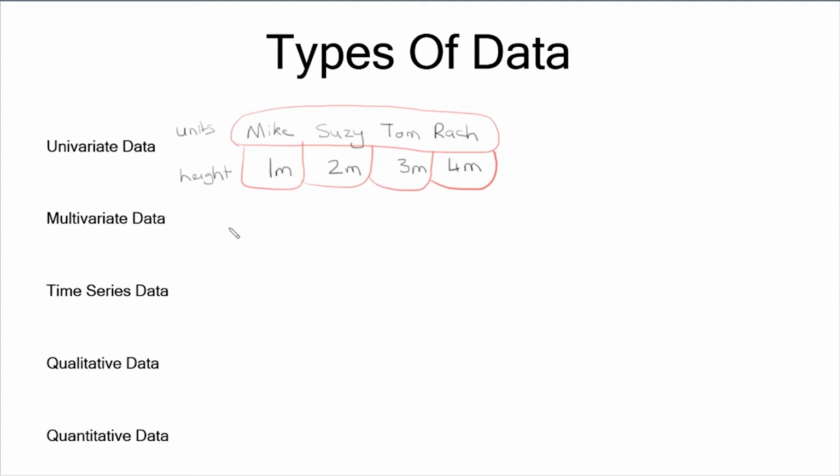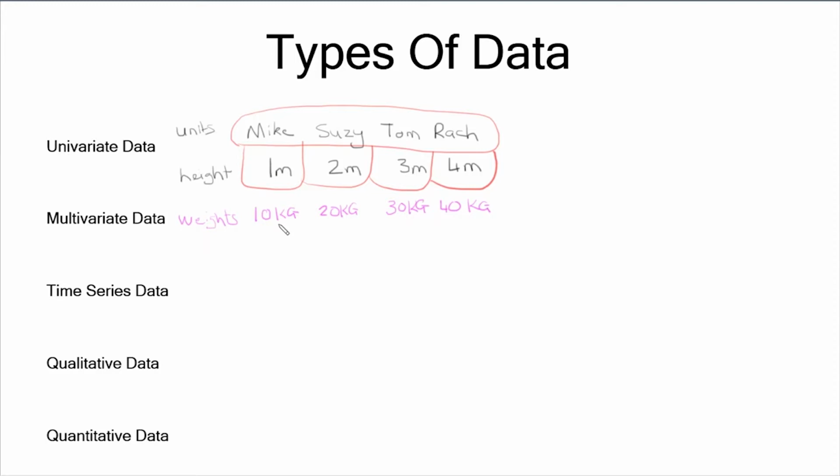Let's deal with multivariate data. Now let's say that I also wanted to measure their weights. Mike's weight is, we'll say, 10 kilograms. It's pretty light. Susie is 20 kilograms, Tom is 30 kilograms, and Rach is 40 kilograms. Now we don't have to stop there, we can keep measuring other things. Multi simply means, as a prefix, more than 1. But in this case I will stop at 2.